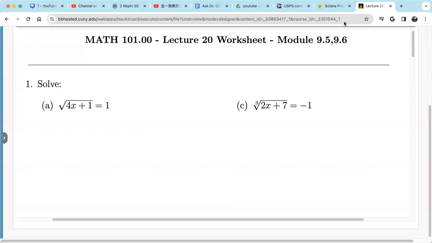Okay, today's class notes. So we want to solve radical equations. So let's recall some radicals.